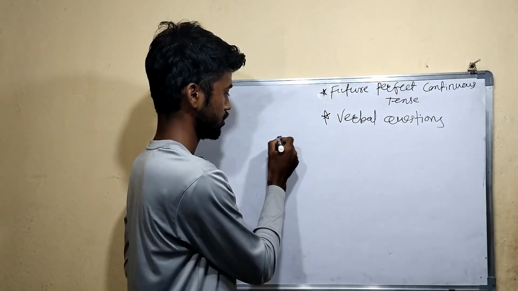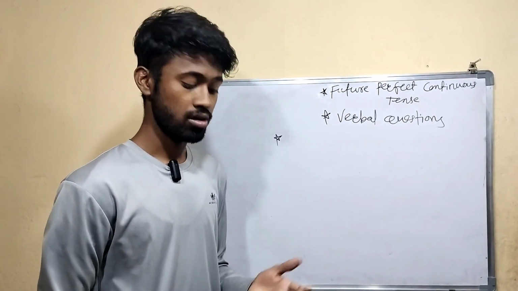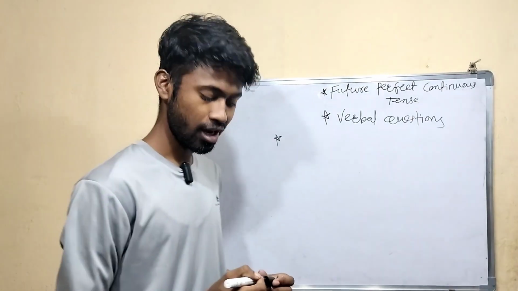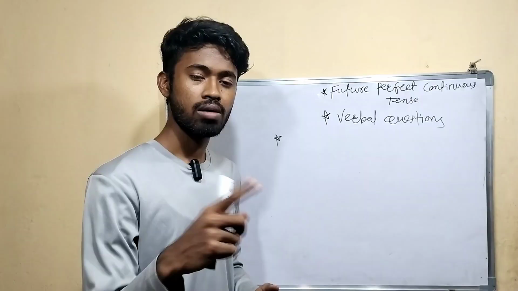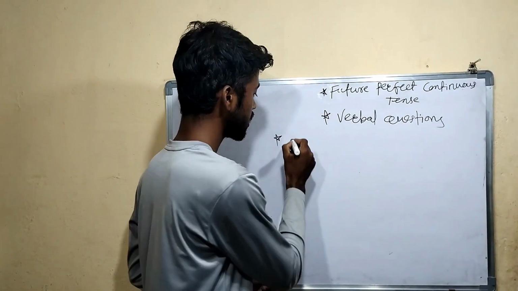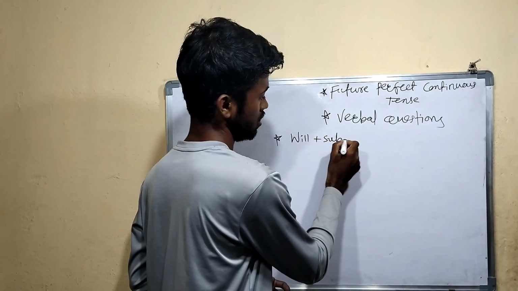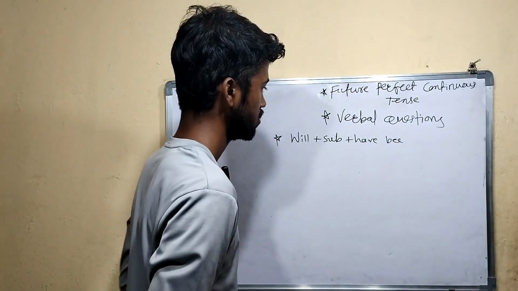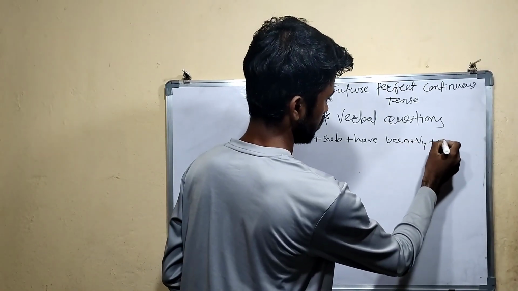First we are going to see the structure, right? So you know what is meant by a verbal question. The question which starts with a helping verb. Okay, there are three helping verbs: will, have, been. So which helping verb do you take at the first position? Will we will take at the first position. After that subject, after that have been, after that fourth form of verb, after that object.